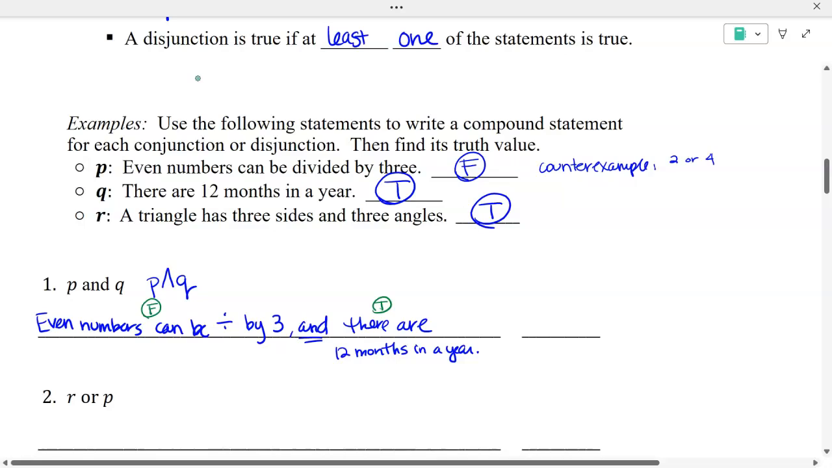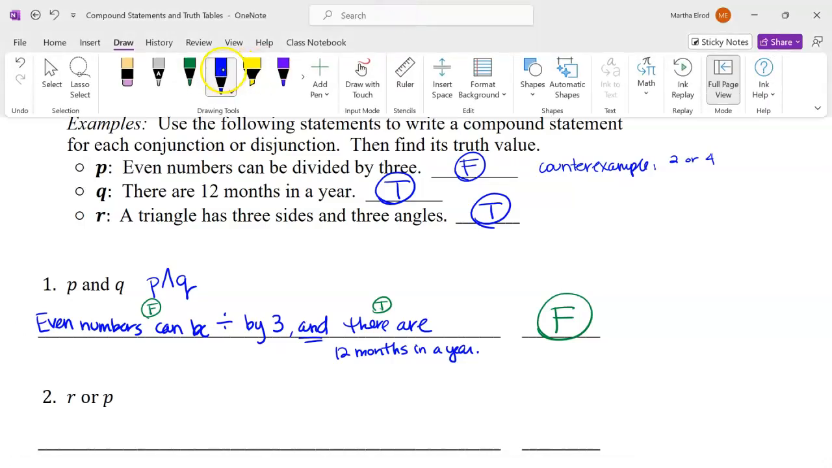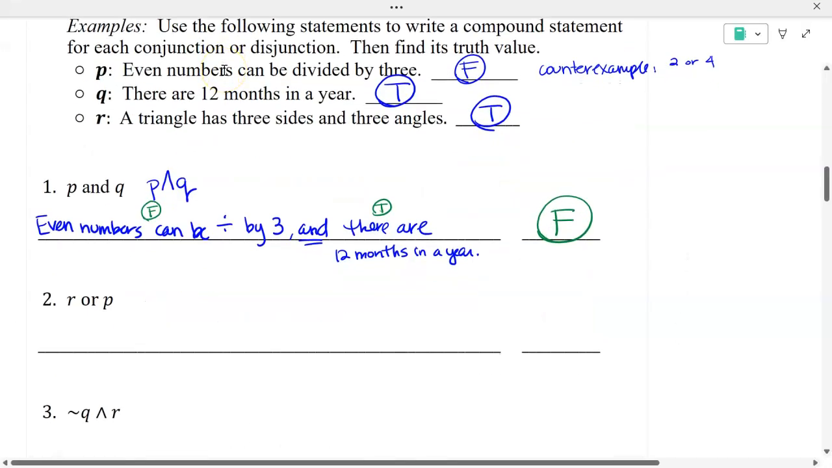Now this is a conjunction, which means that both statements have to be true for the overall statement to be true. So because we have one false part, the whole thing is going to be false. So now let's look at the next example. They tell us R or P. So that would be written R, and then because it's or, it would be like a V, P. So let's write this disjunction.